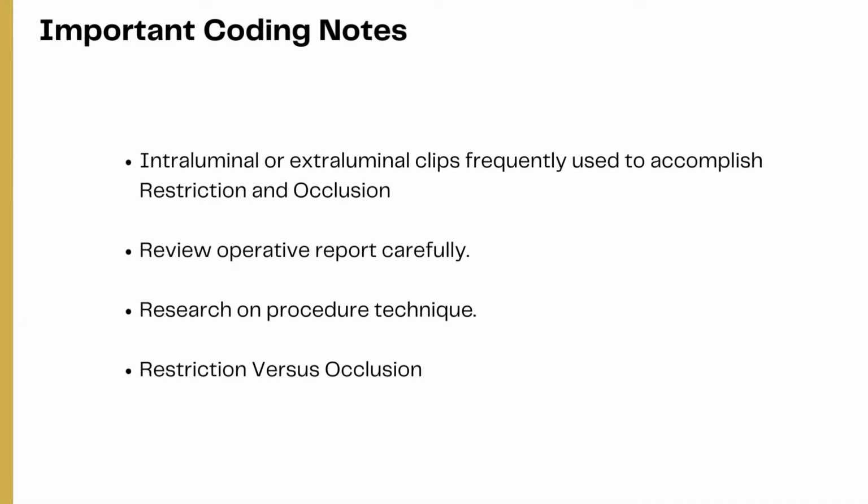Again, another important point you need to remember. Intraluminal or extraluminal clips are frequently used to accomplish the objectives of restriction and occlusion root operations. You need to review the operative report carefully to understand what kind of clips were used. If these clips are left inside after the procedure, the appropriate device value should be selected for the sixth character. However, if the clips are not left inside, then the procedure is coded as no device. You have to research the technique of the procedure carefully to identify if any clips have been placed inside or not. Again, remember occlusion is complete closure and restriction is partial closure of the lumen of the body part.